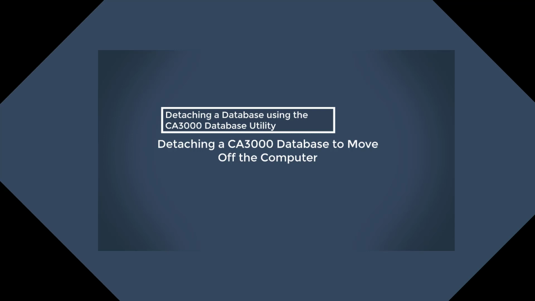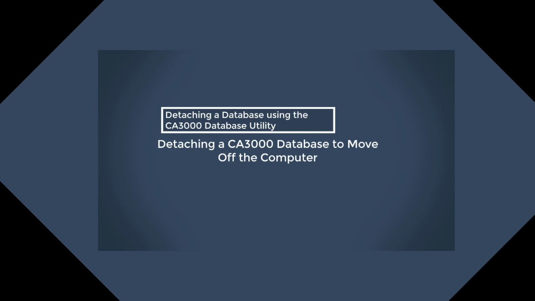This process will be required if you are doing a CA3000 to CA4K upgrade. Very important. Do not use the CA3000 database utility to make a backup of the CA3000 databases. To perform a backup of CA3000 databases, refer to the video on using SQL Server Management Studio to perform a backup. The backup portion of this utility may not be compatible with your databases and may cause corruption. In this video, we will be detaching CA3000 databases so you can move the database files off the computer.